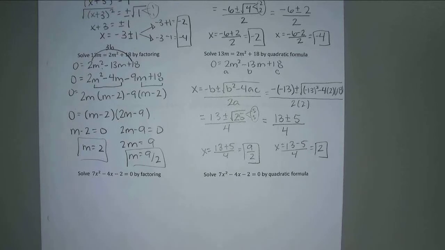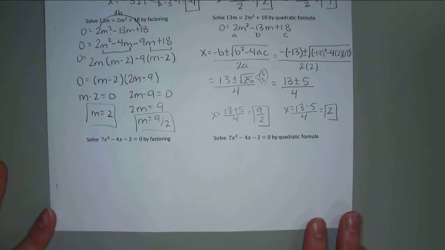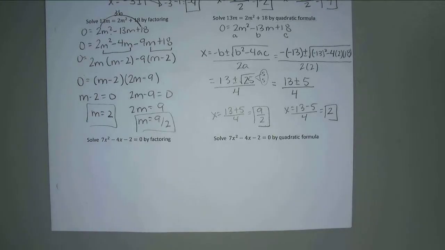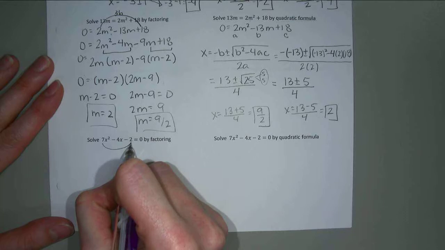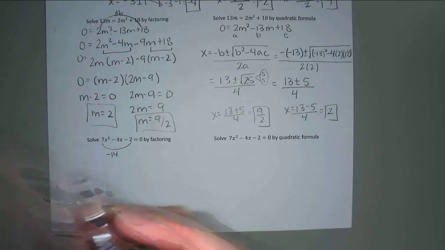But then you get down here to this last one, okay? So this last one's kind of a trick question, because it says solve 7x squared minus 4x minus 2 equals 0 by factoring. And so you sit here, okay, how would we factor it? Can you take a GCF out of that? No? So you're like, okay, what's 7 times 2? Negative 14. What are factors of negative 14 that add up to negative 4? Nothing, okay? So this is not factorable.